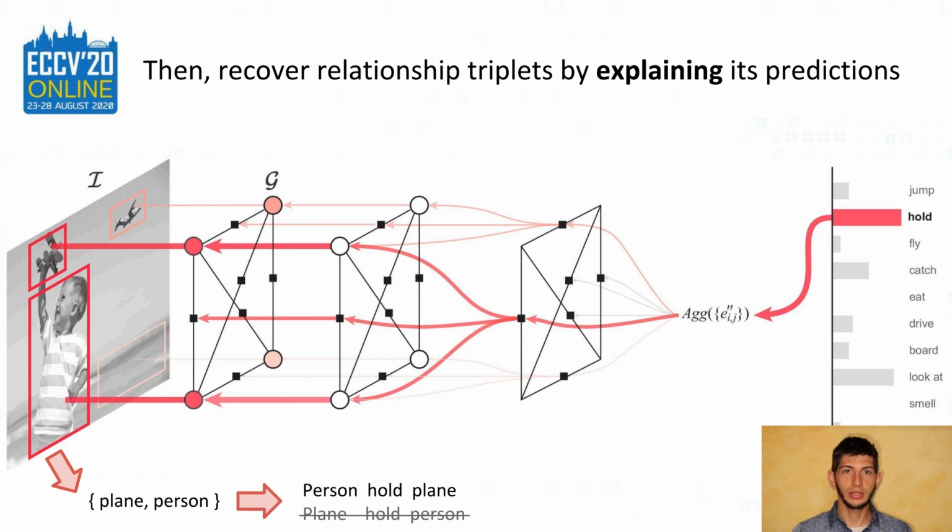Then, an additional directionality prior disambiguates between semantically opposite triplets, such as person hold plane versus plane hold person. This prior is required as a consequence of the weakly annotated training data that contains no hint about the directionality of relations. Notably, each prediction is attributed to physical objects present in the image rather than to raw pixels, which makes explanations more intuitive to use for relationship detection.